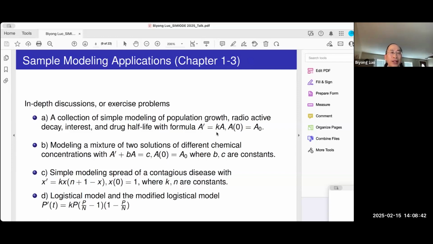And the third one is a simple model of the spread of a contagious disease within a small community. This model is x' = kx(n + 1 - x), starting from an infection number of 1.